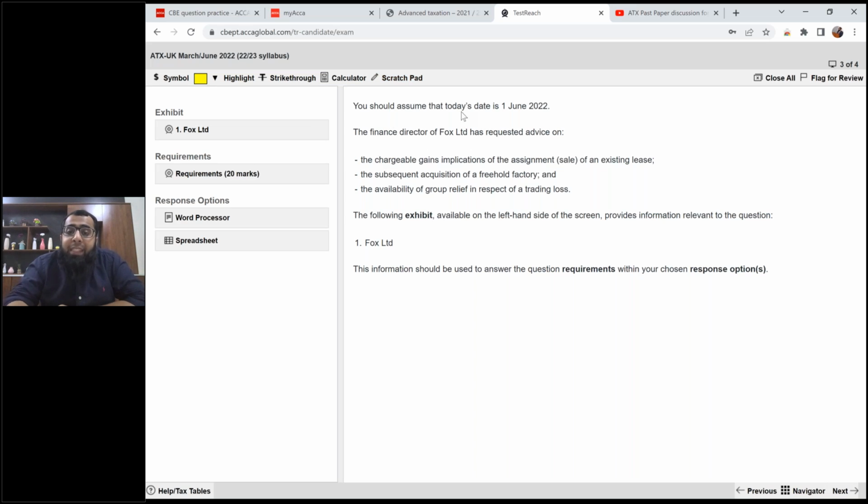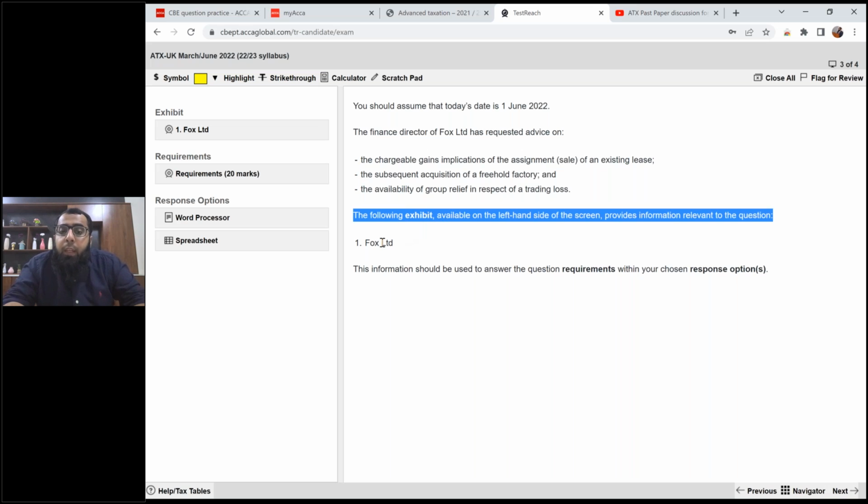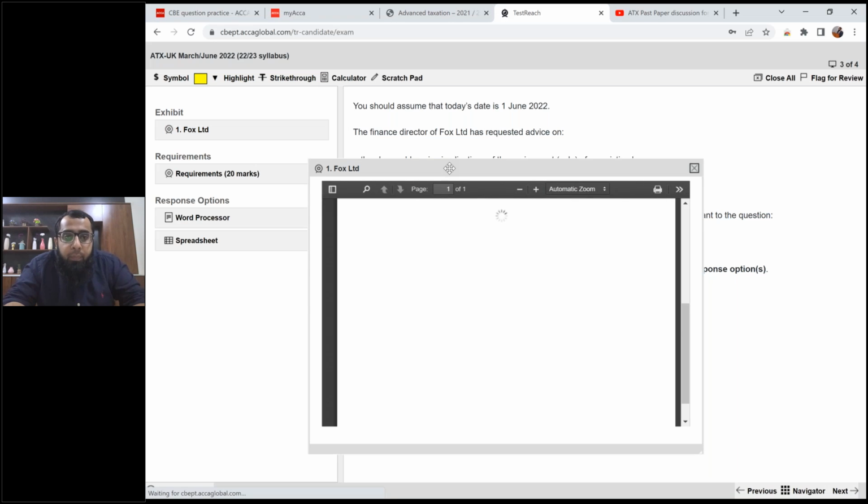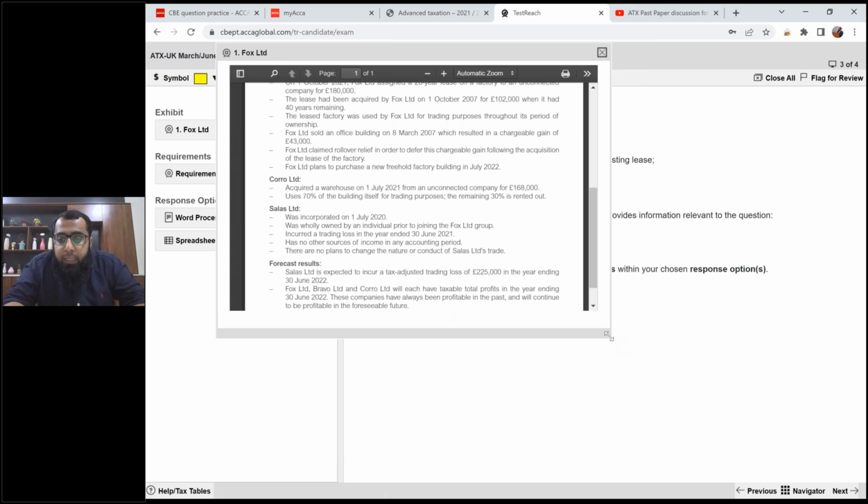Now, you should assume that today's date is 1st June 2022. The finance director of Fox Limited has required advice on the chargeable gain implication of the assignment, sale of existing lease, the subsequent acquisition of a freehold factory, and the availability of group relief in respect of a trading loss. We'll look at it in detail when we read the exhibit. That is just an introduction. The following exhibit available on the left-hand side of the screen provides relevant information. So let's read the first exhibit, Fox Limited. I want you all to concentrate on it.